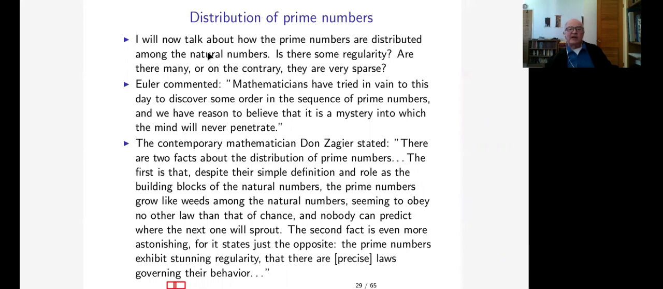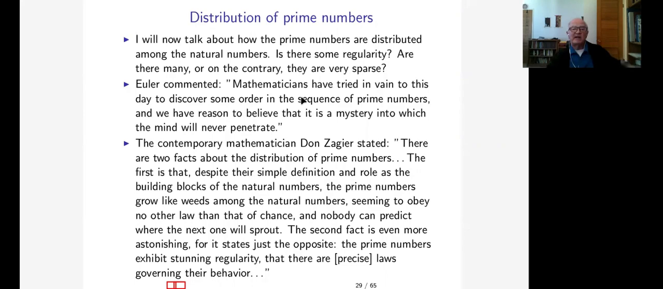Okay, the next question is about how the prime numbers are distributed. I listed all the numbers from 1 to 50. You can notice that I have 1, 2, 3, 5, 7, but then they start becoming more sparse. And as you go into larger and larger numbers, they become more and more sparse. And mathematicians have tried to understand how they are distributed.